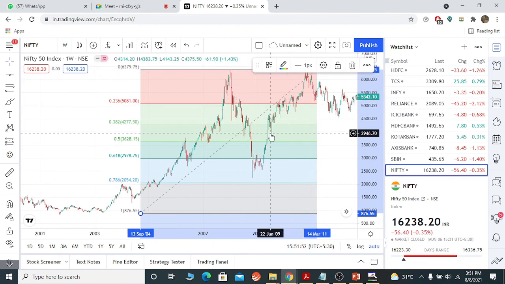It basically tells you till where a significant correction can take place if a long-term trend is going upwards without any major corrections. So this is how we plot it. The zero is the top of the trend, and one tells you from where the trend actually started, and based on that range, it calculates 0.236, 0.382 of that entire range. So this is how we use Fibonacci retracement.